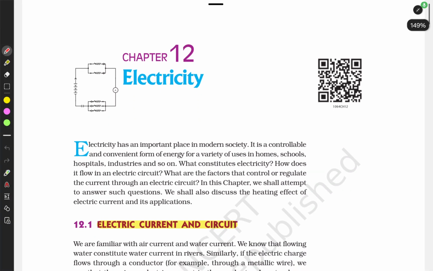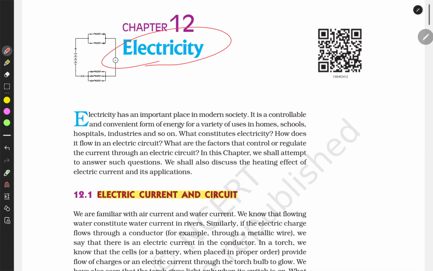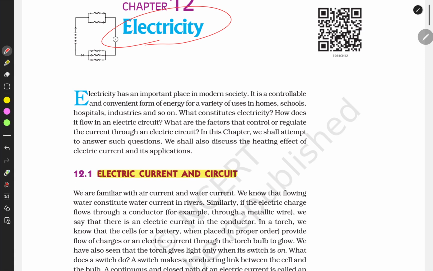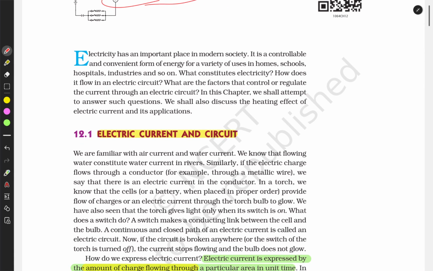In this chapter, we are going to study electricity, how electricity flows, and we'll also study electric circuits and their uses. Electricity has an important place in modern society. It is a controllable and convenient form of energy for a variety of uses at homes, schools, hospitals, industry, and so on.